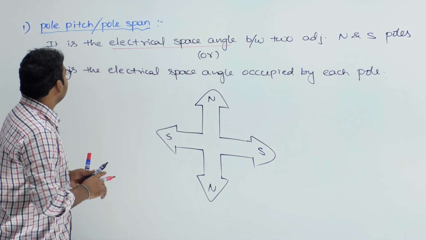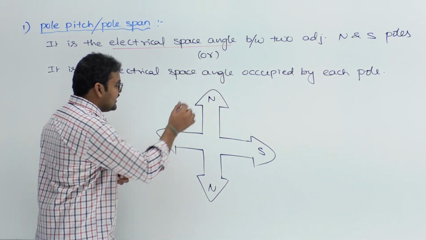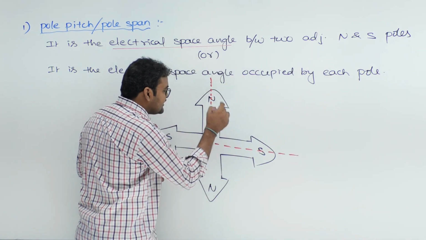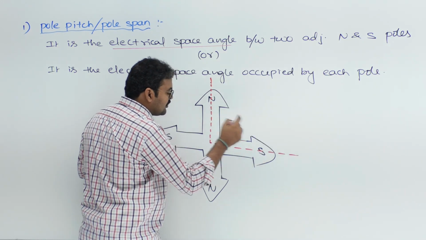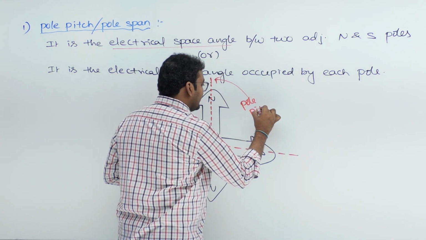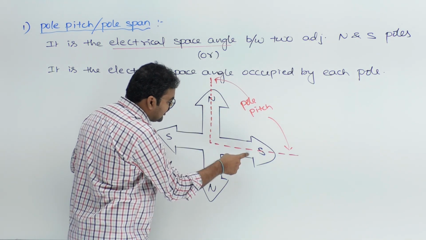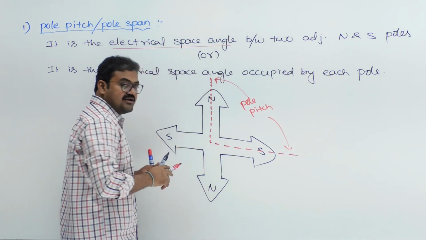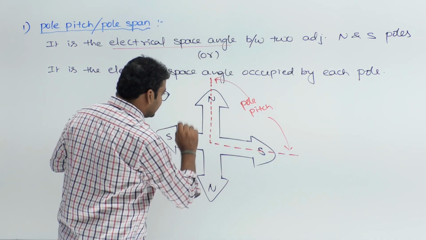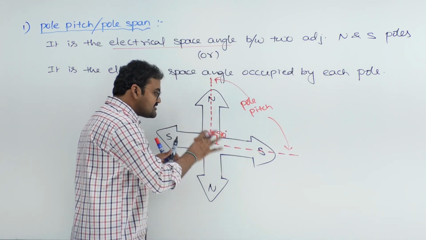Now tell me what is meant by pole pitch. It is the space angle between two adjacent north and south poles. We have a north pole here and a south pole here. The angle between this north pole and south pole is what we call the pole pitch. But looking at this diagram, how much does this angle look like between a north pole and a south pole? Exactly 90 degrees. Whatever angle you physically view here is nothing but the mechanical angle, so the mechanical angle is equal to 90 degrees in this diagram.